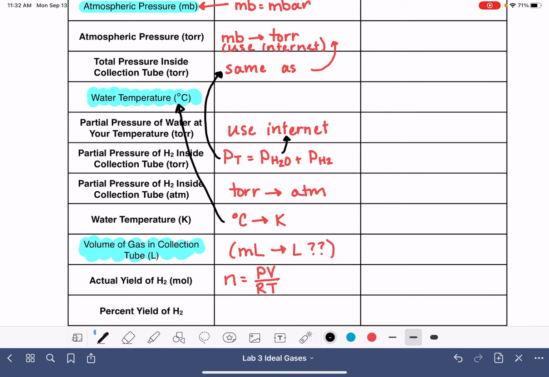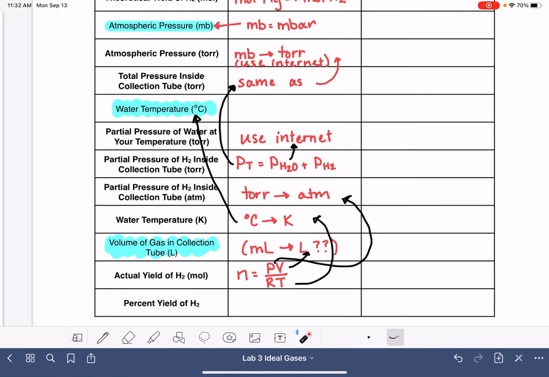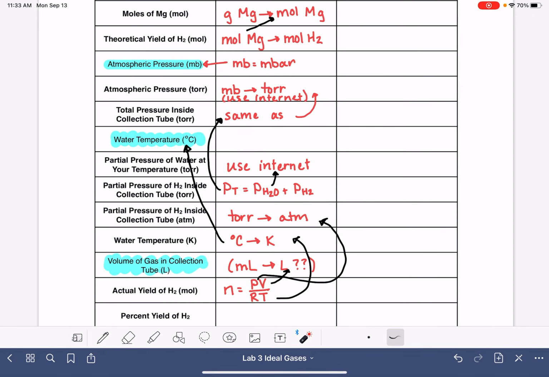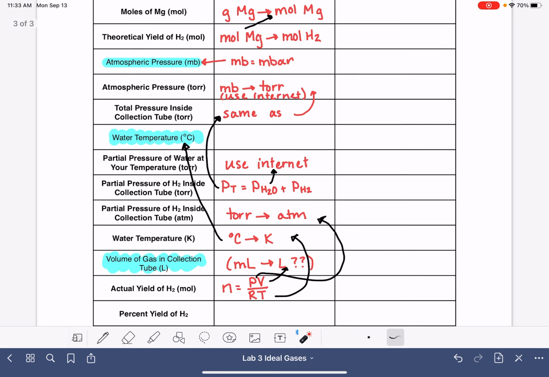So that means we want to report the partial pressure of the H2. We've got a lot of pressures on here. We've got the pressure of H2, the pressure of water, and the total pressure. We want to make sure that we're using the right one. The volume of any gas is the volume of its container, so we'll use whatever this volume is. And then you've got your temperature in Kelvin right here, and you're going to calculate n using the ideal gas law. And then last but not least, we're going to report the percent yield of H2.